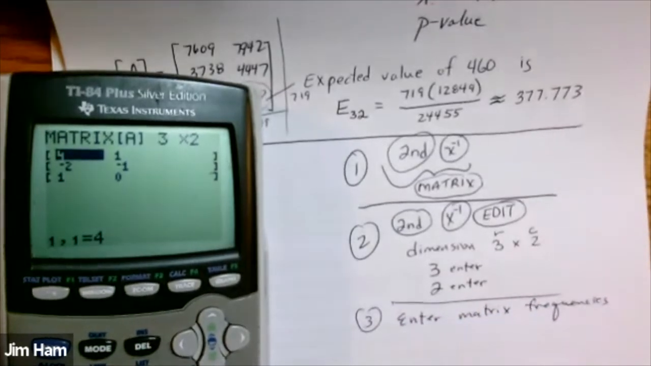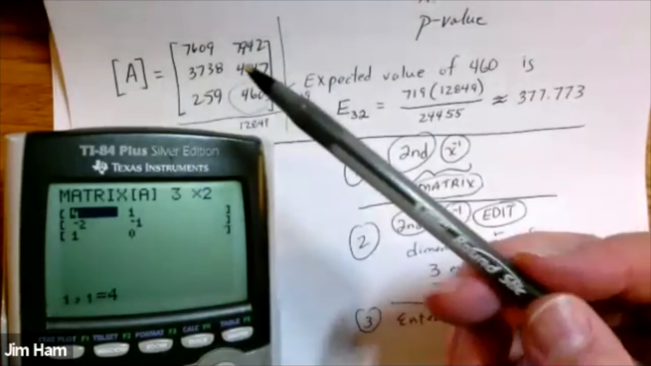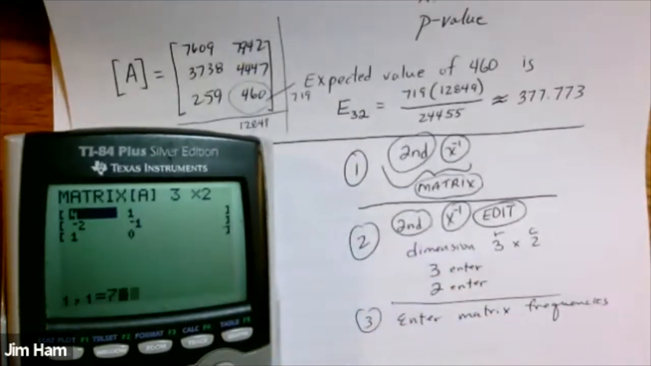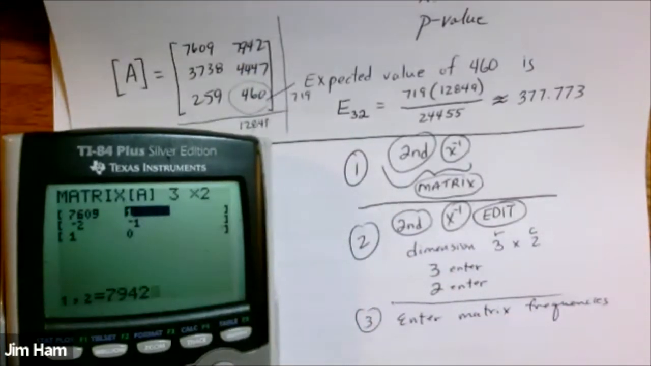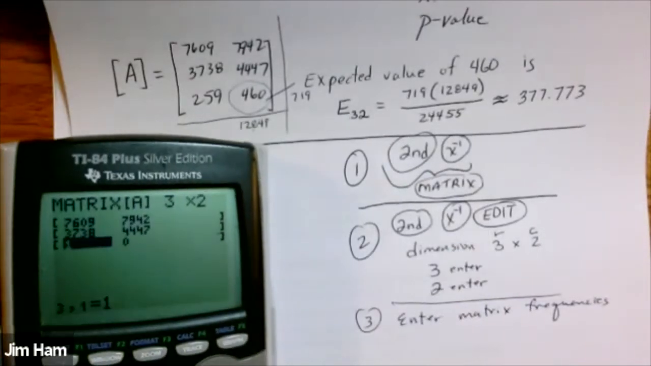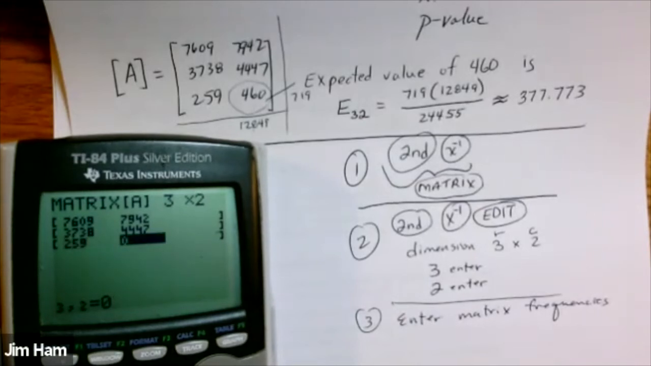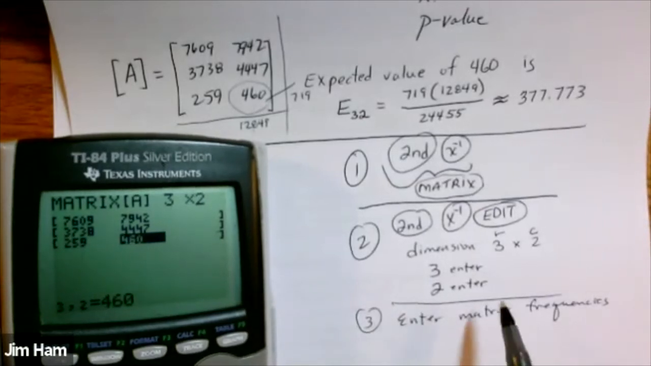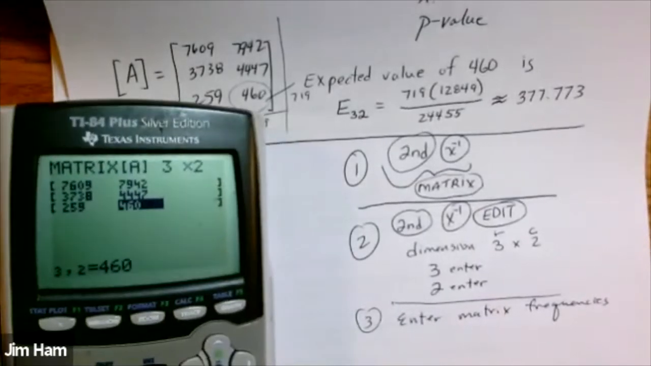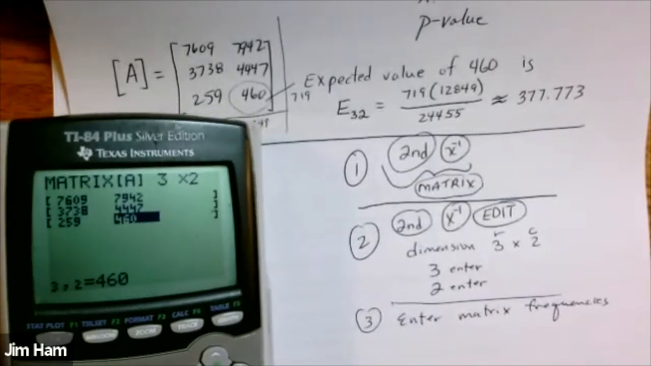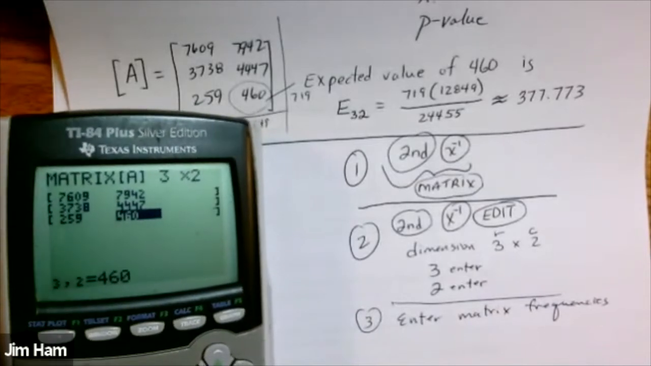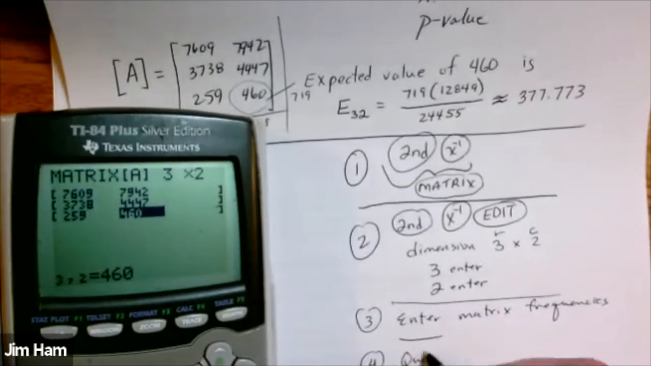And you got to do it row by row. All right, so here they are. So 7609 and 7942 and 3738 and 4447 and 259 and 460. So get them all in there. And this is the first step when you're running the chi-squared test. Enter the matrix. And then you want to quit the matrix menu.